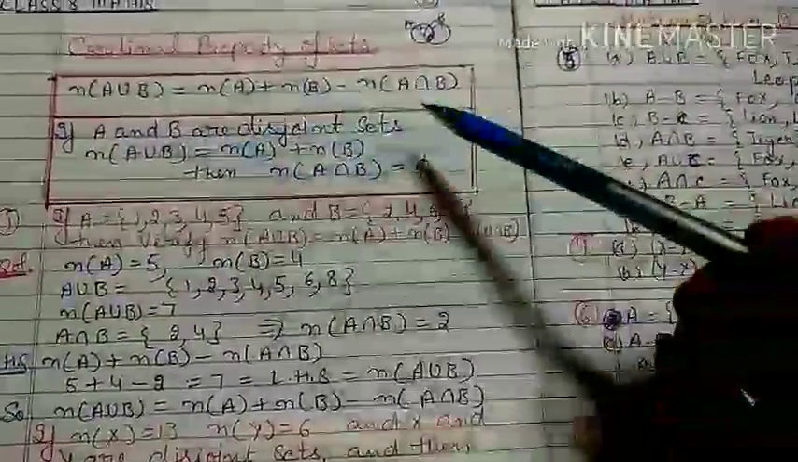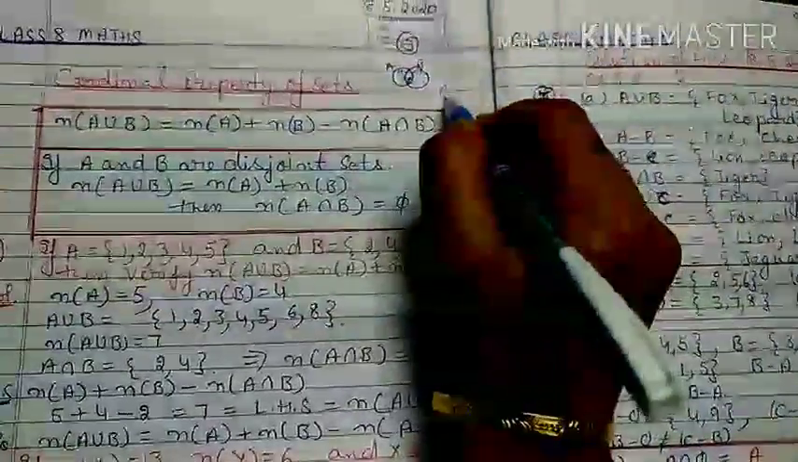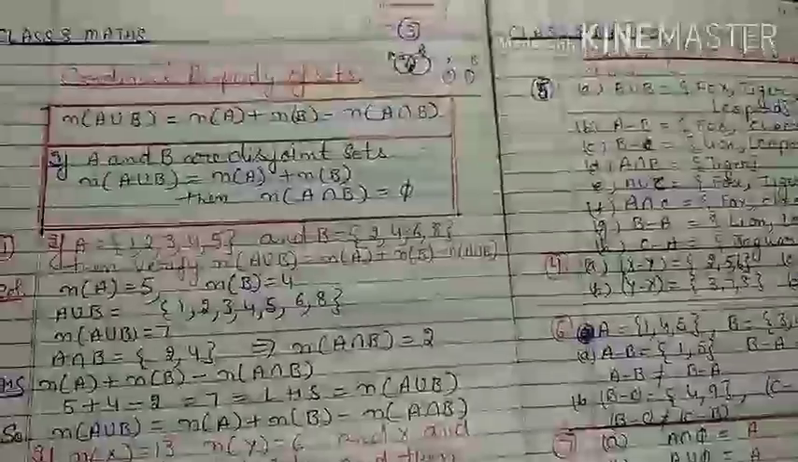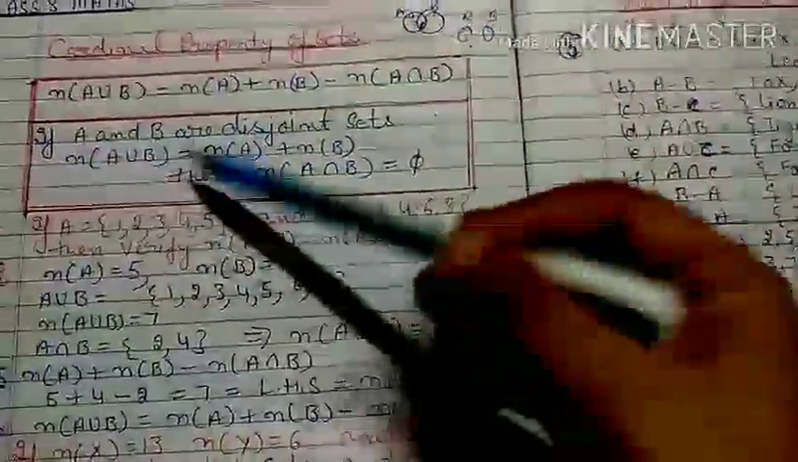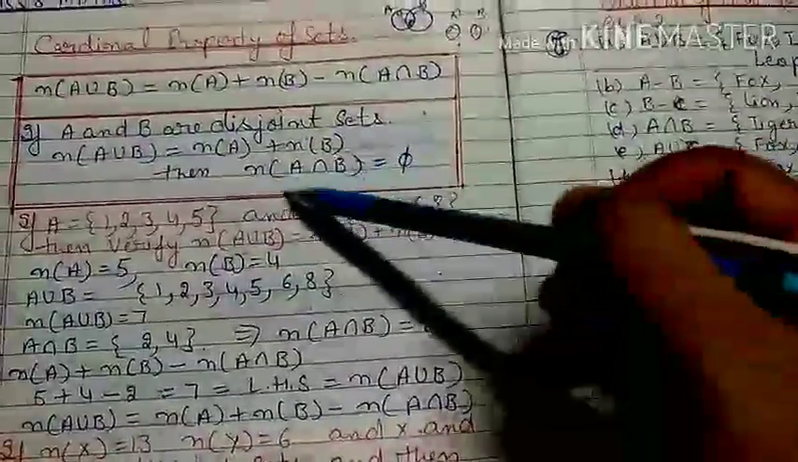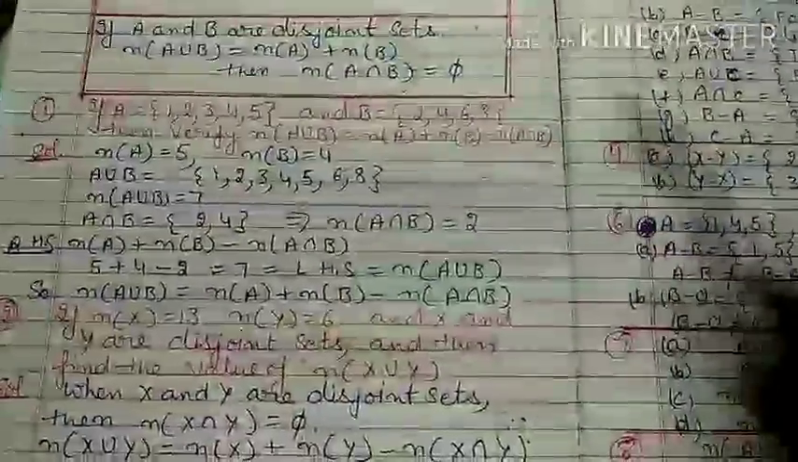But if there is no common element between A and B, like if they are separate, this is A, this is B, then all elements of A and all elements of B are considered as A union B, and the cardinal number of elements of A intersection B will be considered as 0. It will be more clear with this example.